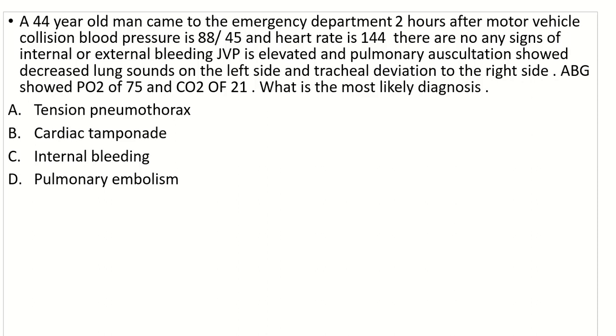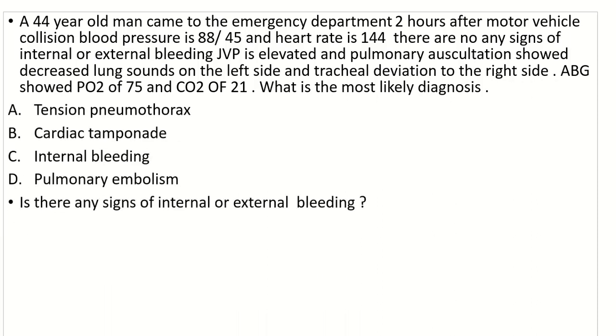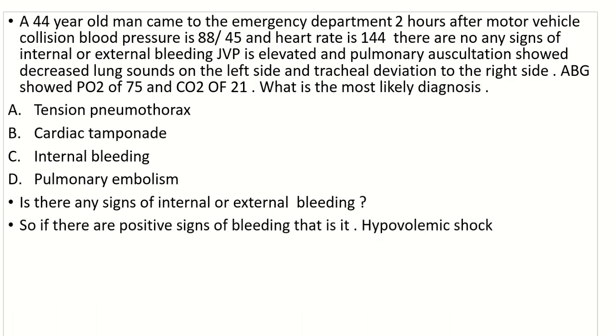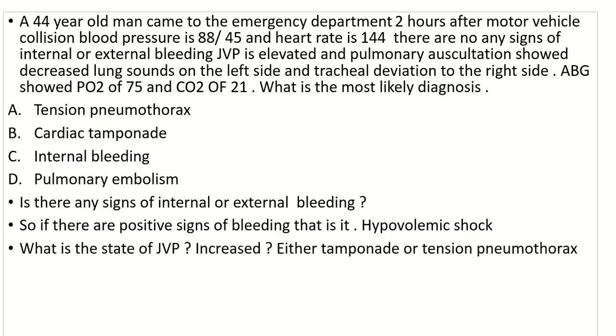So we should think about these three things. The first question we want to ask ourselves is: are there any signs of internal or external bleeding? Because if there are, then that's it. We already know the diagnosis, and this is bleeding that will lead to hypovolemic shock. If there are not, what is the state of the JVP? Is it increased? Then the next thing we will say is that it's either tamponade or tension pneumothorax.